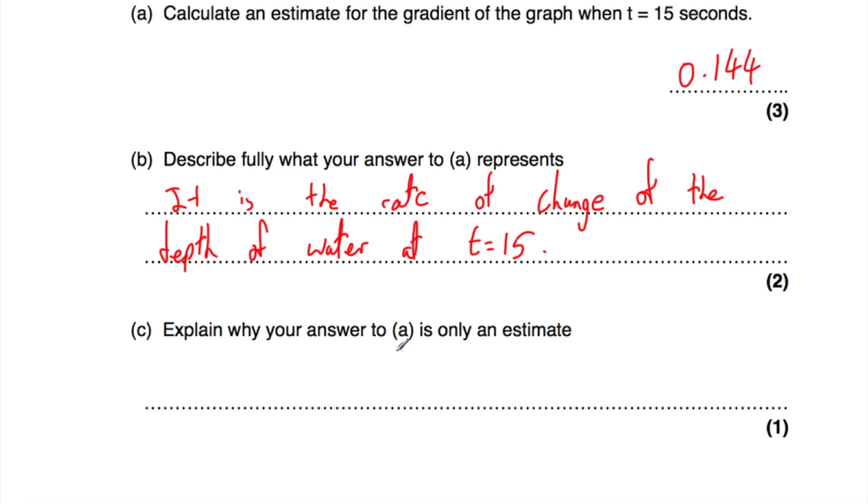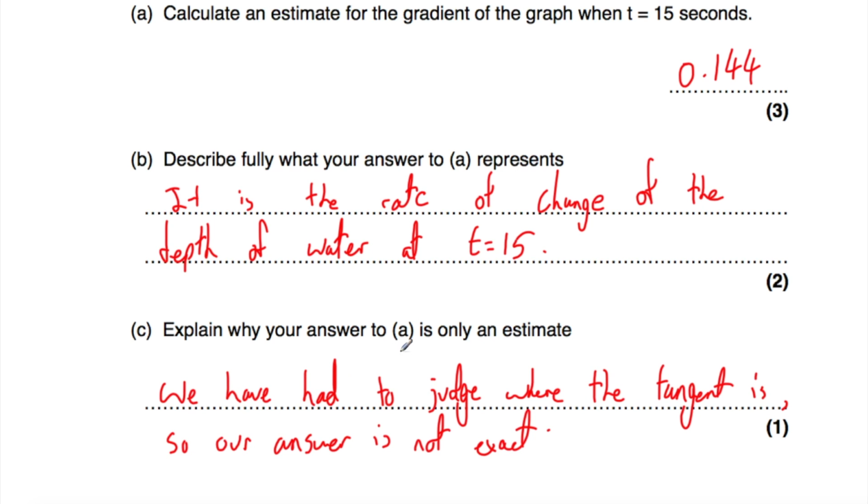Okay, and part C says explain why A is only an estimate. Well, we could think of how we drew that tangent. Our tangents may be all slightly different because we've just drawn it manually. So let's explain that. I've just written down we've had to judge where the tangent is. So our answer is not exact. It's an estimate. Okay, let's look at our next question.